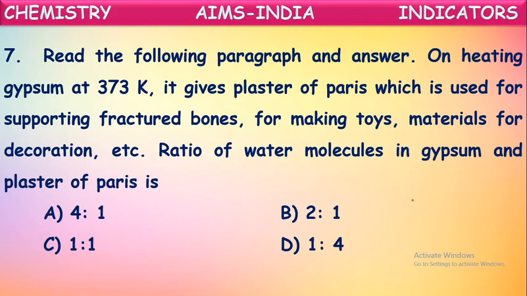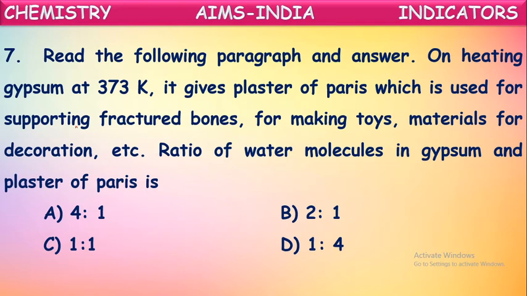So generally, when gypsum is heated, it gives plaster of Paris. Both are useful. Plaster of Paris is specially used in supporting fractured bones and making some toys and decoration items. Now the question is the ratio of the water molecules present in gypsum and plaster of Paris respectively. If we know the formula, then we can identify the ratio. These two are called hydrated salts actually. Hydrated salts means the salts which contain water molecules in their crystal structure.